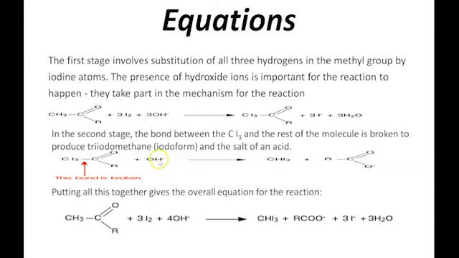In the second stage, the bond between CI3 and the rest of the molecule is broken from here and produces triiodomethane and the salt of an acid. Putting all this together gives the overall equation for the reaction. Any methyl ketone or aldehyde reacts with iodine in the presence of alkaline solution to form CHI3, triiodomethane, a pale yellow precipitate, salt, iodide ion and water.